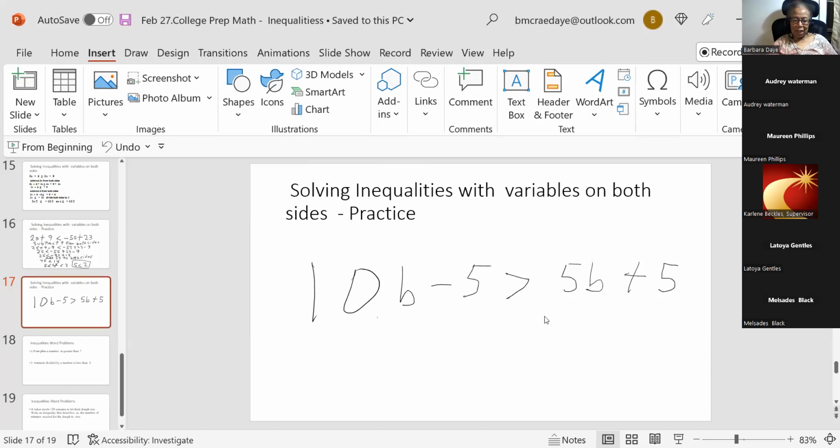So you want to subtract 5 from both sides. So let me just put 10b minus 5. That's subtracting the 5, right? And on the right side, 5b plus 5. And then I want to subtract the 5. Okay, very good, Mercedes. Now, what do I have left on the left side? On the left side, you got 5b left. What's left over here? What is this equal to?